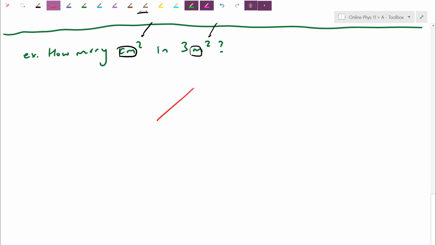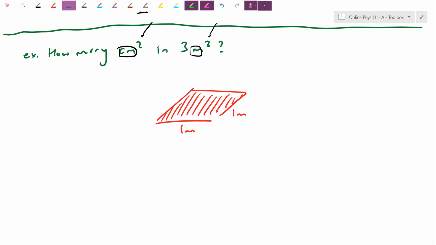1 meter squared would be an area. If I measure 1 meter on both sides here, 1 meter squared is the area that's covered by this red box here. I happen to have 3 of these, and what I'm interested in is for you to do a conversion. I now have a smaller box here.